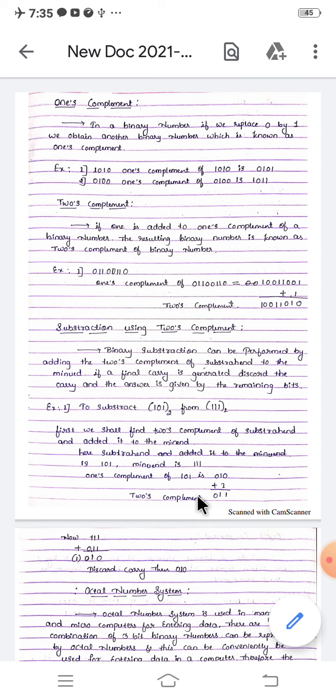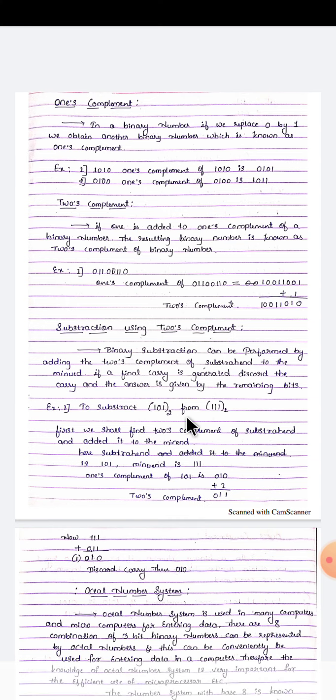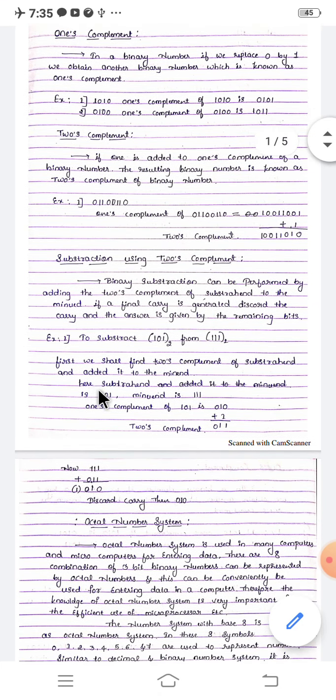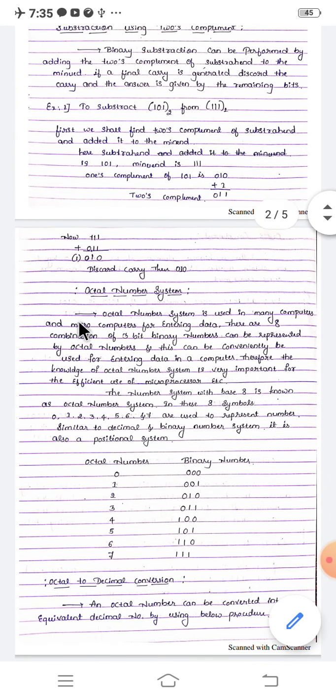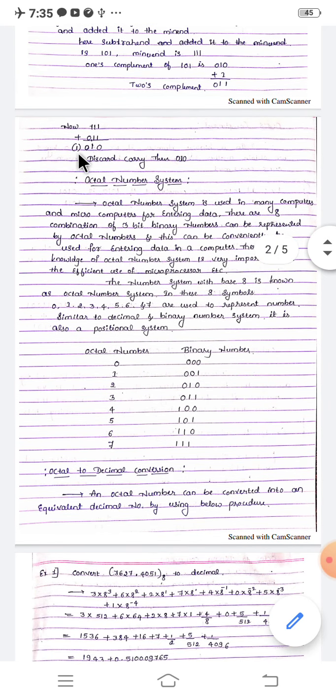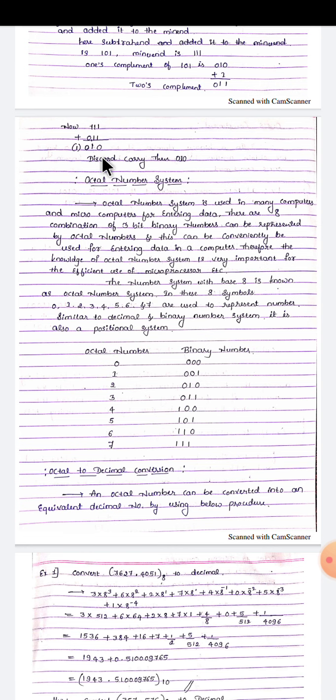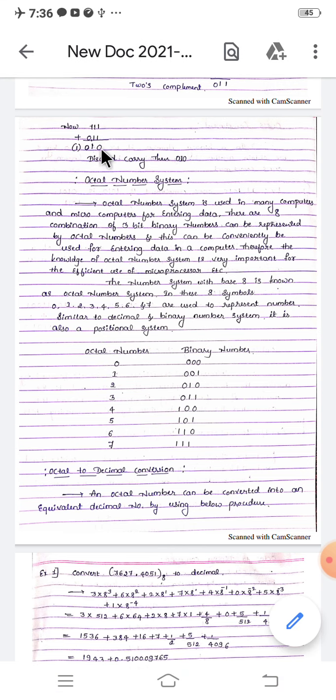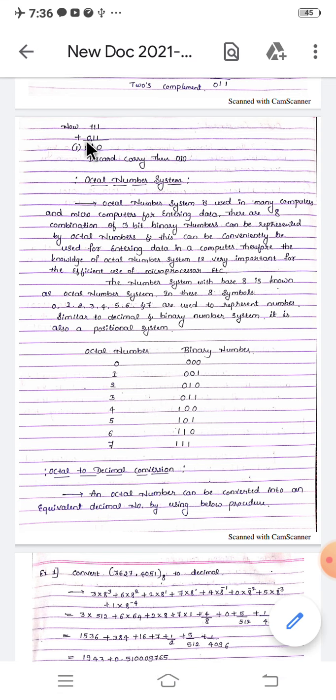Next, add this 2's complement of the subtrahend to the minuend. The minuend is 111, plus the 2's complement of the subtrahend, which is 011. That means 1 plus 1 is sum 0, carry 1. Next, 1 plus 1 is sum 0, carry 1. That sum 0 plus the carry 1 is 1. Here the carry is also 1, so 1 plus 0 is 1. That 1 plus this carry is sum 0 and carry 1.